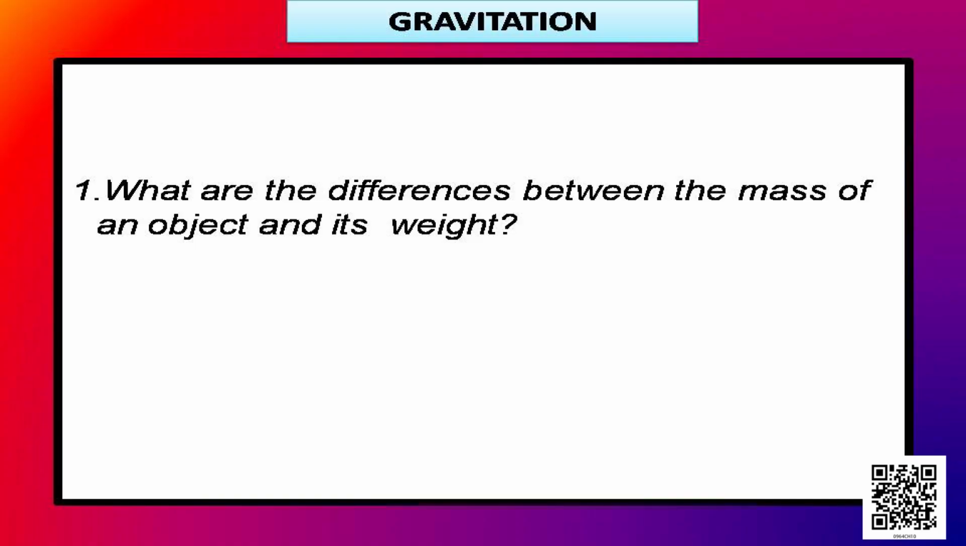Okay? Let us discuss some questions, those given in your book. What are the differences between the mass of an object and its weight? Let us discuss this question. Student, we can differentiate between mass and weight in the following way. We should use four properties to differentiate between mass and weight.